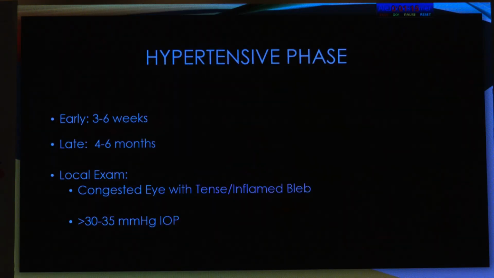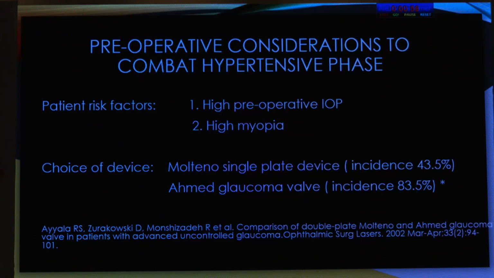If we don't see anything obstructing the outflow, then it's the hypertensive phase. It can occur as early as 3 to 6 weeks following surgery, or it can occur late, 4 to 6 months after surgery. You typically have a congested eye with a tense inflamed bleb, and IOP is normally more than 30-35 millimeter mercury. Preoperative risk factors can be very high preoperative intraocular pressure and high myopia. The type of device matters too, as it's more commonly seen with the Ahmed glaucoma valve or valvular devices. Here are a few of our patients with an inflamed eye or tense bleb.